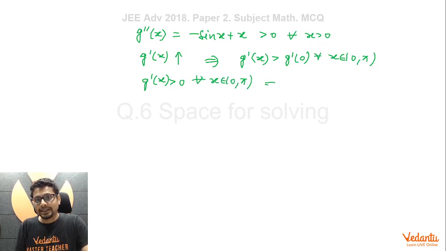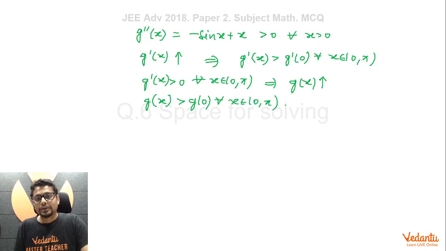That essentially means g of x is increasing, which in turn means g of x is greater than g of 0 for every x between 0 open to pi open. That essentially means, since g of 0 is 0, g of x is greater than 0 for every x in this interval 0 open to pi open.